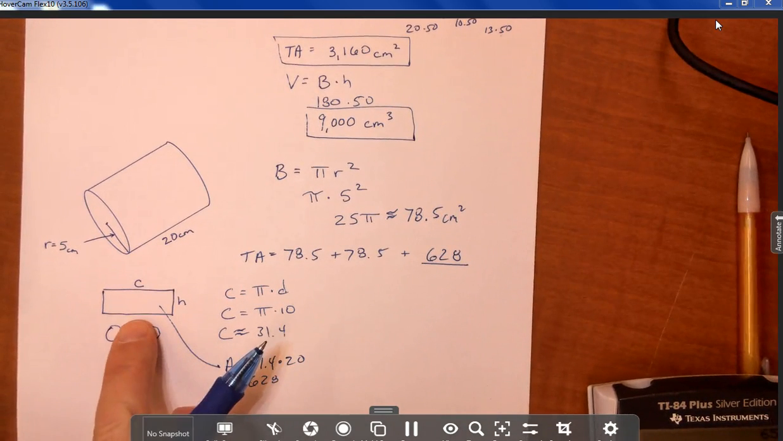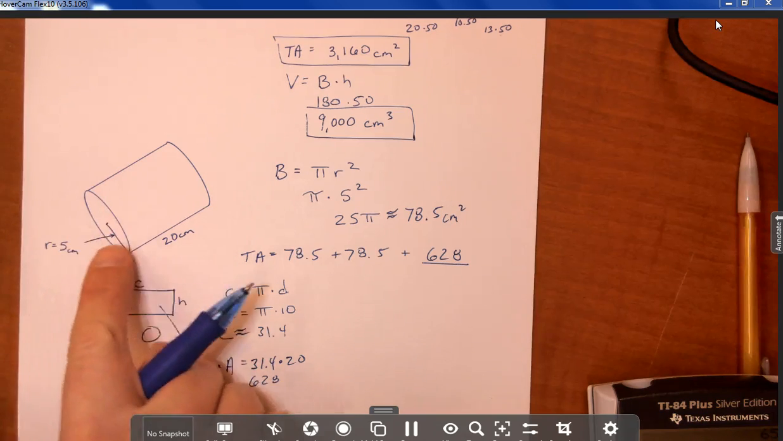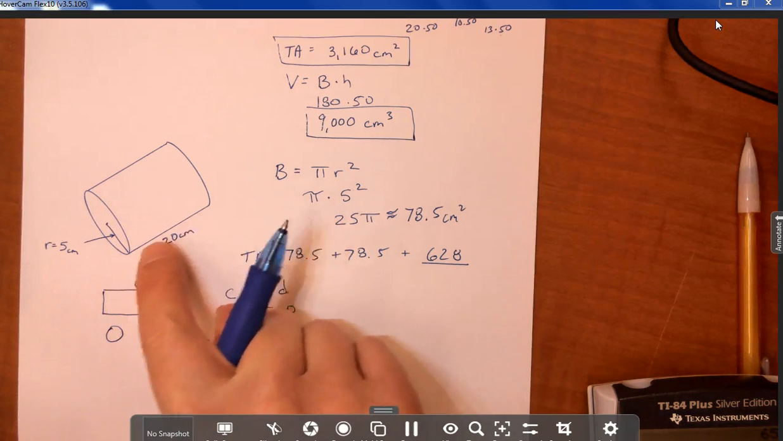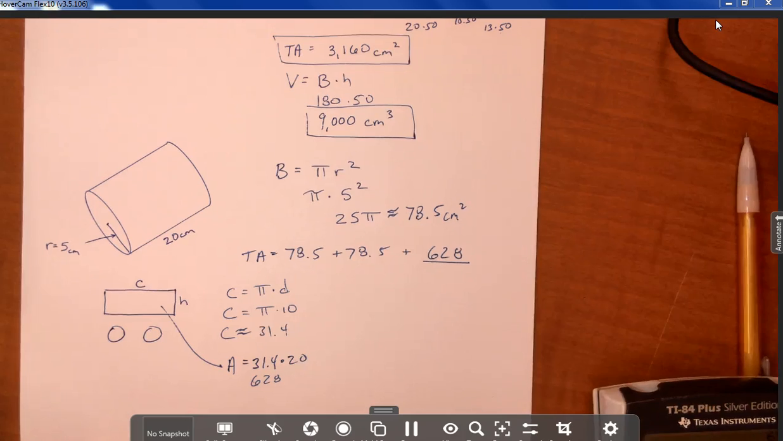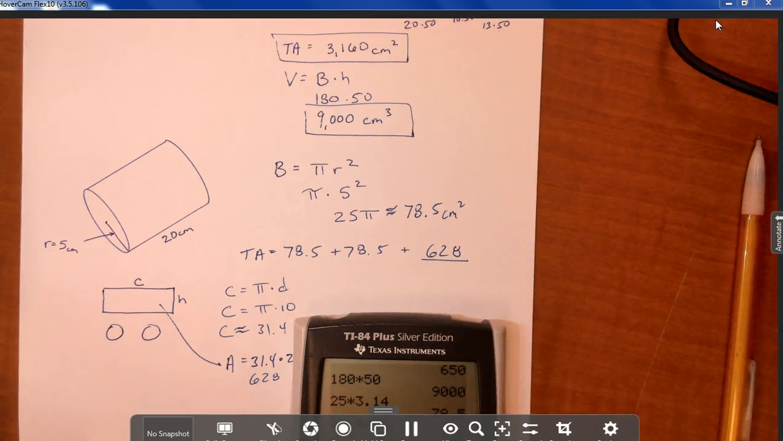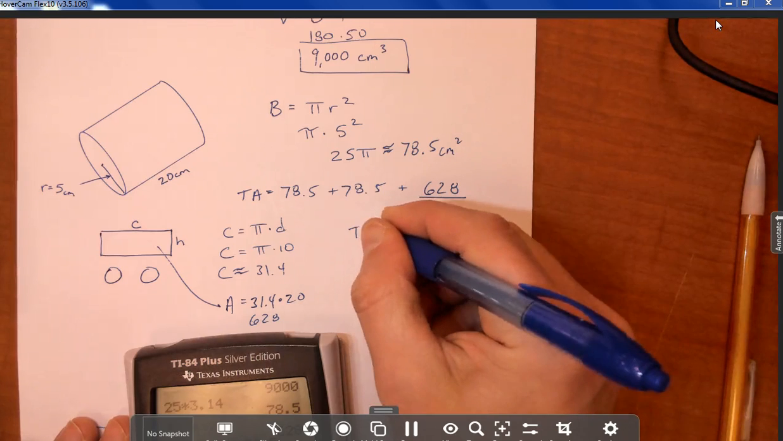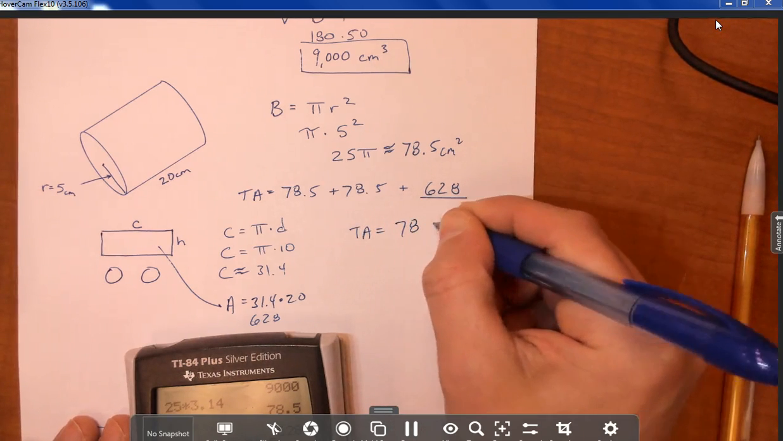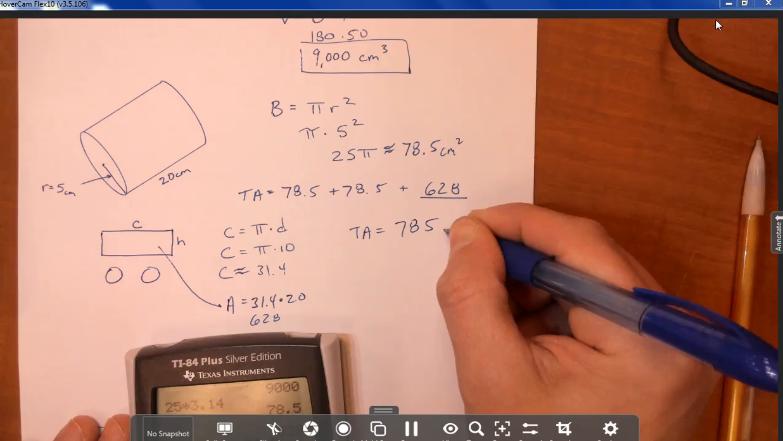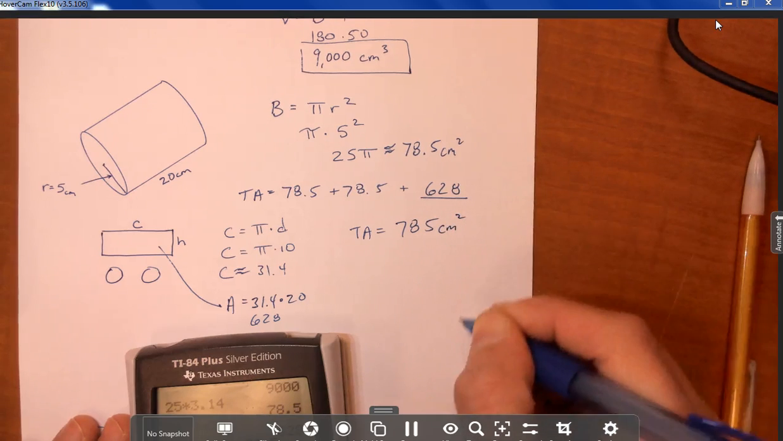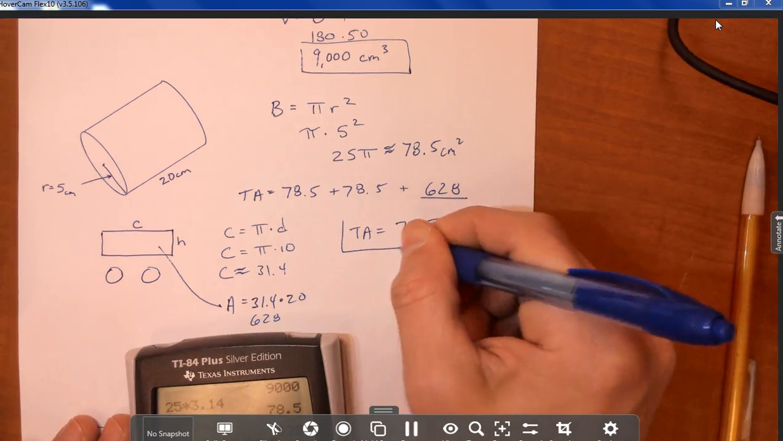Okay, so to get the rectangle, it's really the circumference of the circle and then the height, the distance between the two circles. Okay, so we're going to add all these up. 628 plus the 78.5 plus the other 78.5, and we get 785. So the total area is 785 squares to cover the surface. Again, centimeters to the second power means square centimeters.